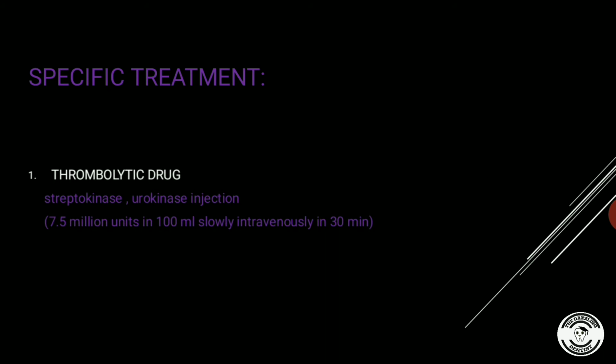Now we will go for specific treatment. First is thrombolytic drugs, in which we will give streptokinase or urokinase injection. First 7.5 million units in 100 ml slowly intravenously in 30 minutes, and the next 7.5 million units given in 1 hour again in 100 ml intravenously and slowly.